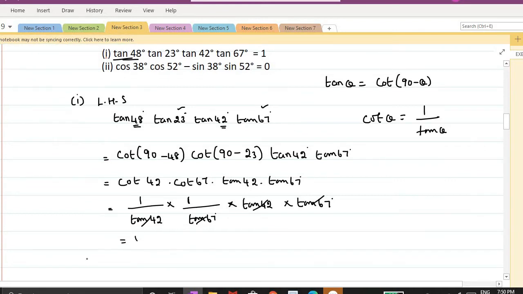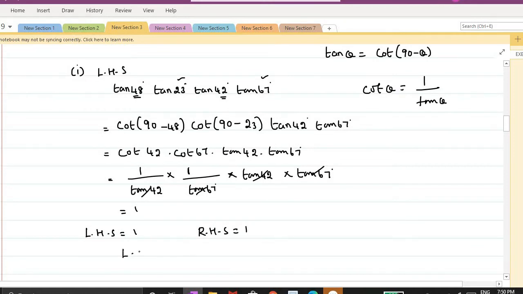What is the left hand side given? Left hand side, I got 1. What is the right hand side given? Right hand side is also 1. Therefore left hand side equals right hand side. Hence proved.